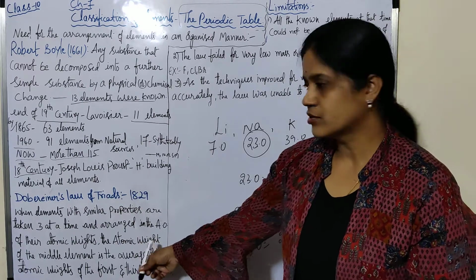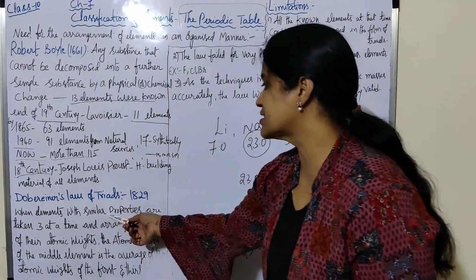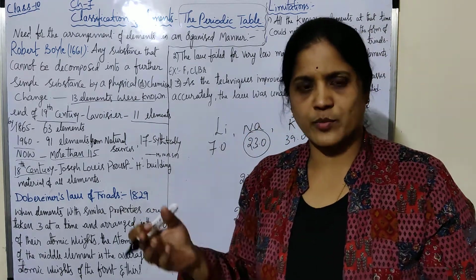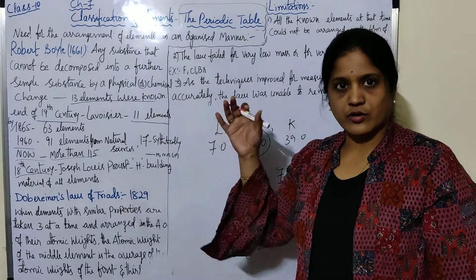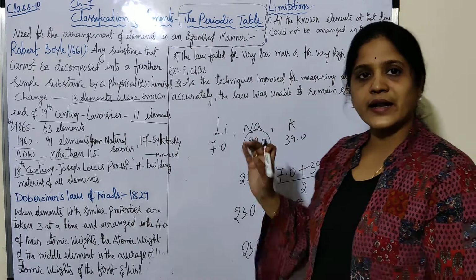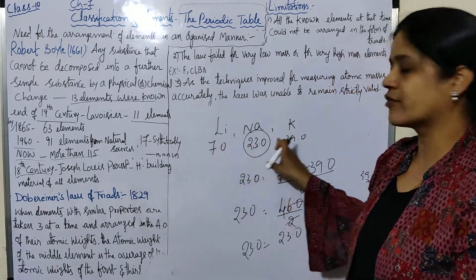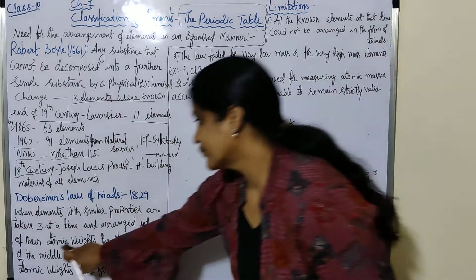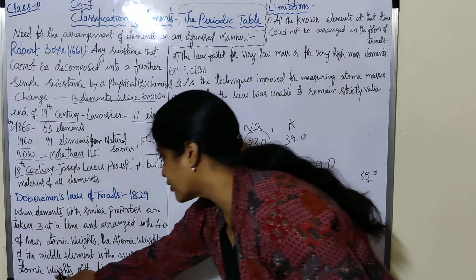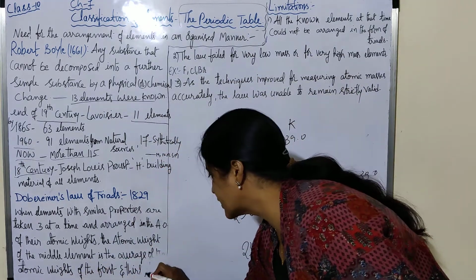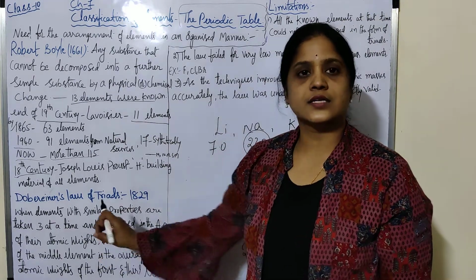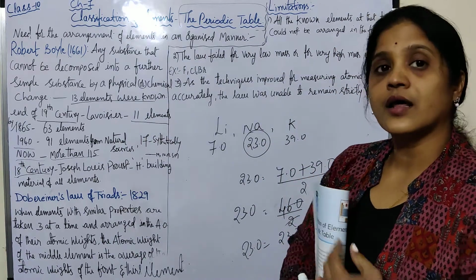Here I wrote it, I'll read it. Many elements with similar properties were known, maybe 30 or so. Out of those elements, he made triads of elements with similar properties in the increasing order of their atomic weights, and the atomic weight of the middle element is the average of the atomic weights of the first and third elements. This is his law, known as Dobereiner's law of triads.